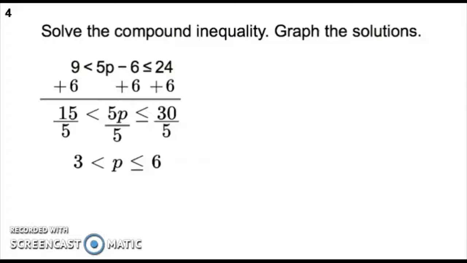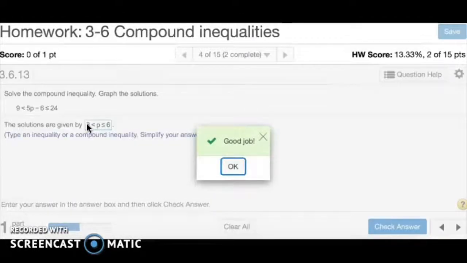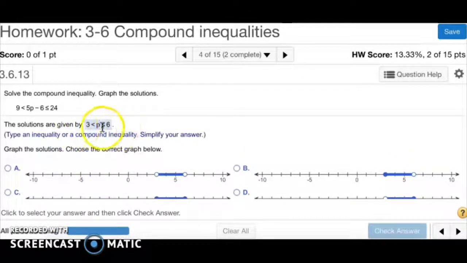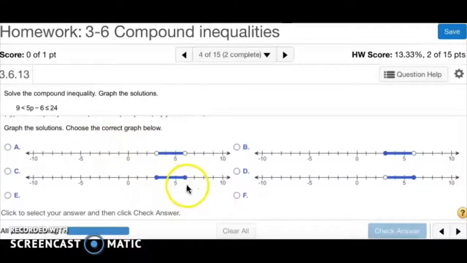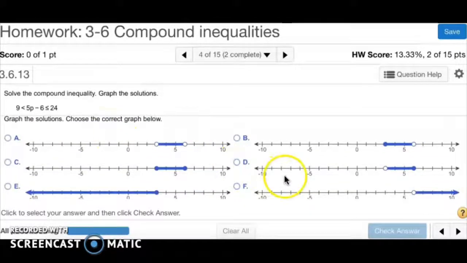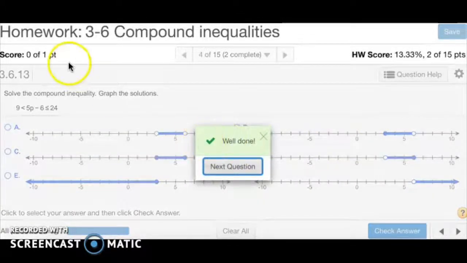Okay, now we're going to go ahead and graph that. So we have 3 is less than p is less than or equal to 6. So we type that in first, the whole inequality. Now our graph, when it's a conjunction like this, will be a conjoined interval for our graph. Notice there's an open circle on the first one, there's no line under it, and a closed circle for the second because there is one. So the only one that could be is D. Open circle on the left, closed on the right. So that's the answer for number 4.